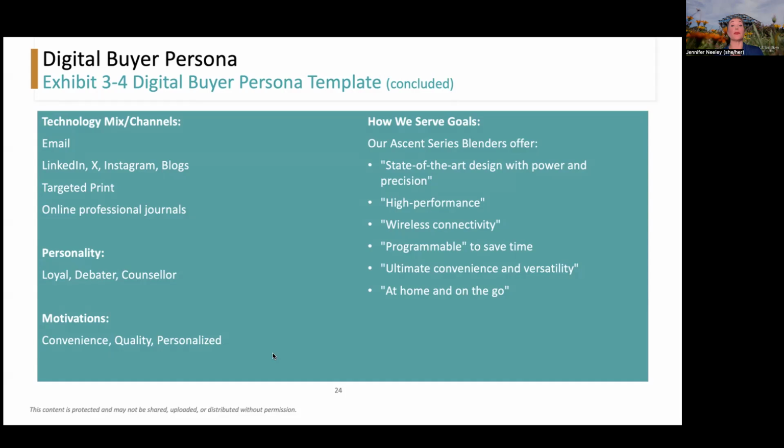As you're learning and collecting that information, how can you use it to better serve the population you've already converted, in terms of potential add-on products and services? So, how we serve goals. Our Ascent series blenders offer state-of-the-art design with power and precision, high performance, and wireless connectivity. They're programmable to save time and can also be personalized. They are the ultimate convenience and they're versatile, and you can use them at home or on the go. So that's how we brought it to the example of our specific blender.